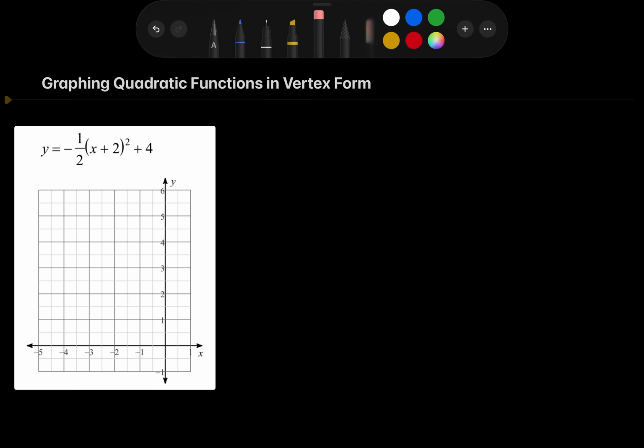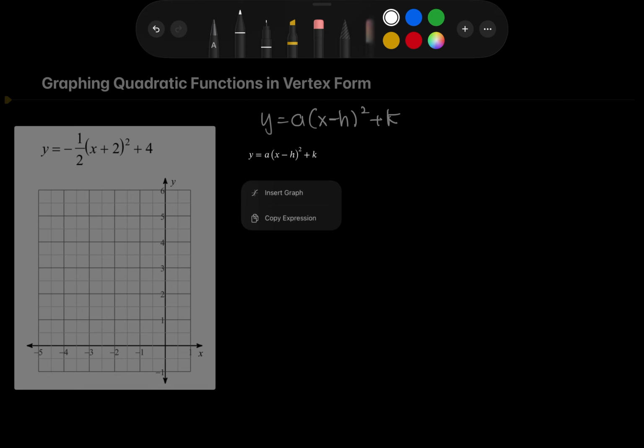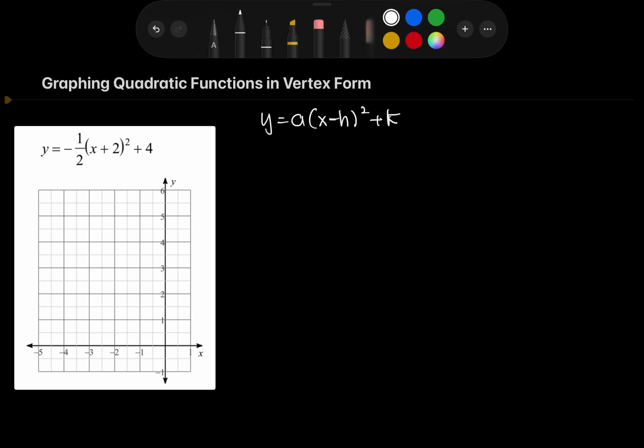All right, this is graphing quadratic functions in vertex form. The vertex form is usually given to you as y equals a(x minus h) squared plus k. Notice how there's a minus here. That tells you that whatever you see as an h is going to be different. Let's start with the axis of symmetry.